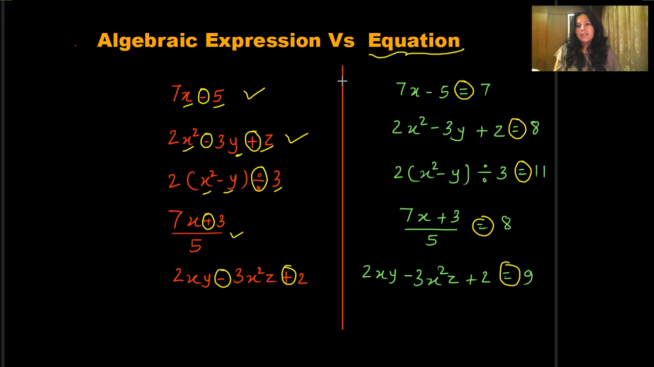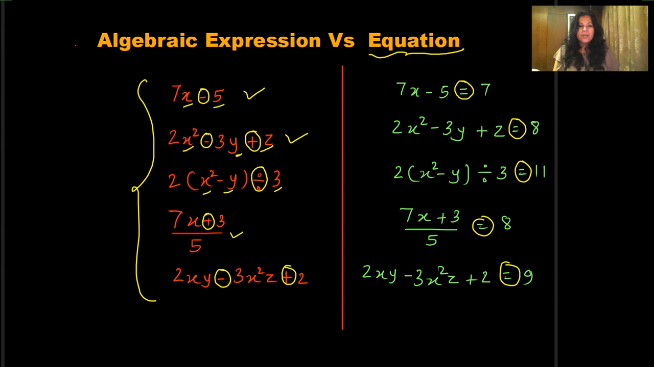You can see that these equal signs are not there in any of the expressions. Whenever we put an equal sign in an expression, it becomes an equation, or you can say when we put two algebraic expressions together with an equal sign, that becomes an equation.